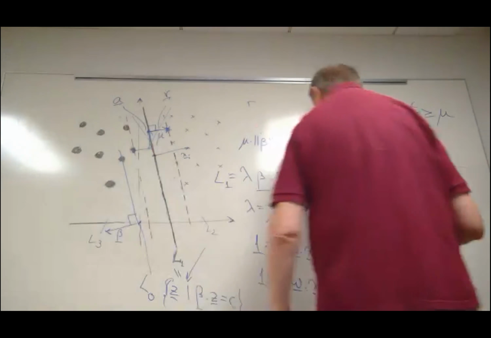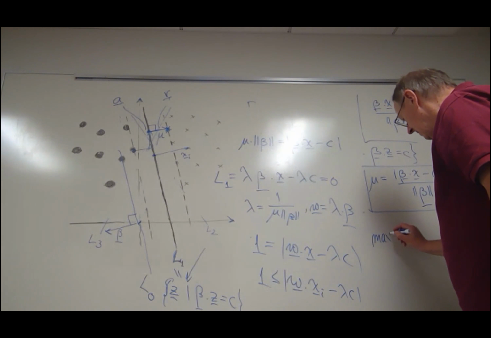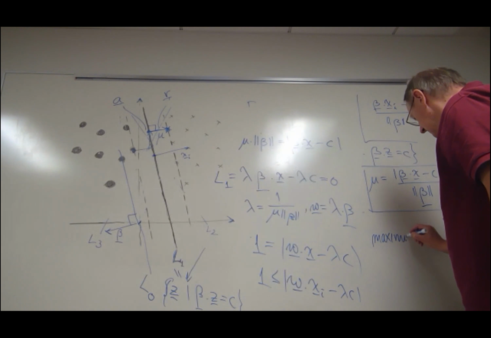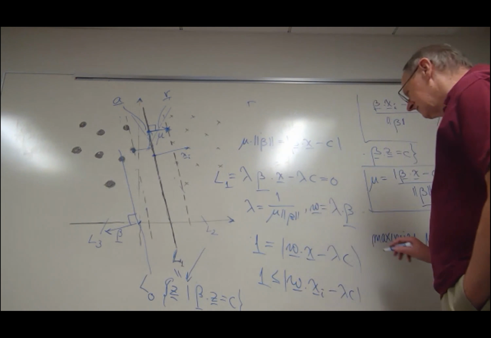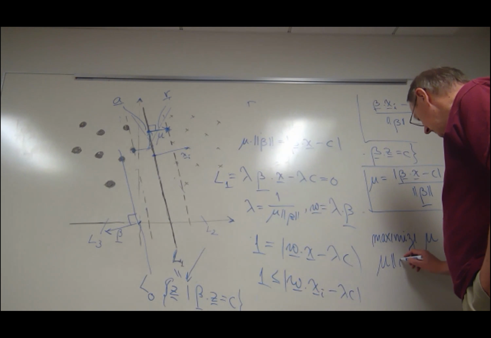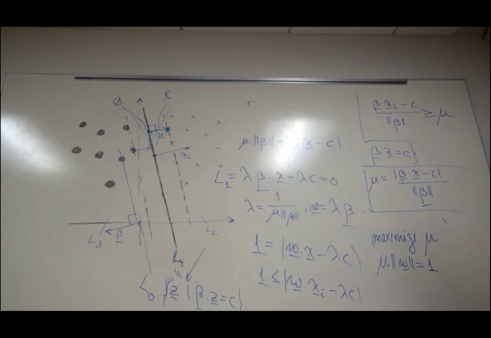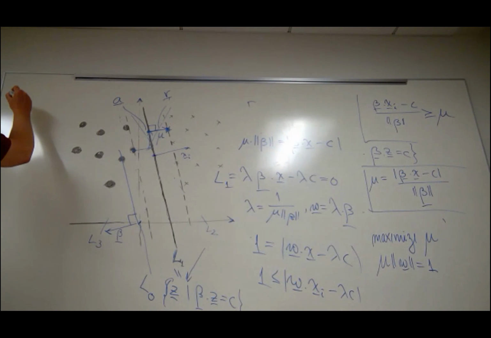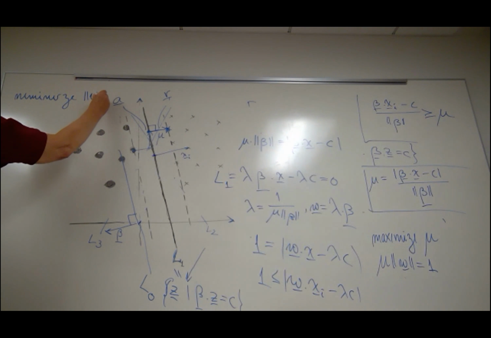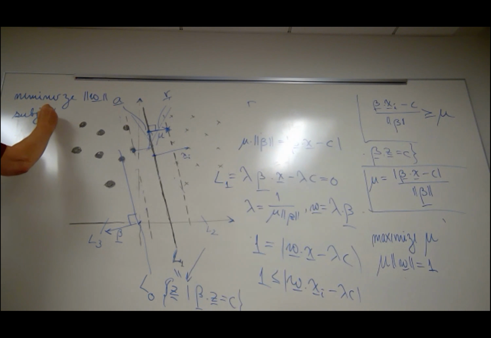So what do I have here? What do I want to do? I want to maximize mu. I want to maximize the minimum distance to the closest point of the data set. So what does that mean? Well, mu times norm of W is equal to 1. So I want to maximize mu, that means I want to minimize the norm of W. So finally, the whole thing comes down to: minimize norm W subject to the conditions that W dot xi minus lambda c is bigger than or equal to 1 for all points in the data set.